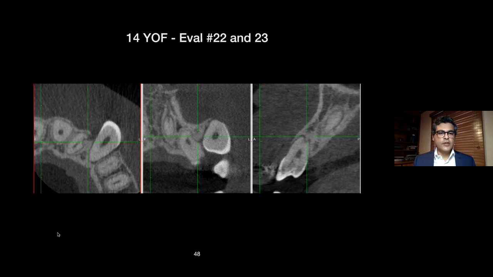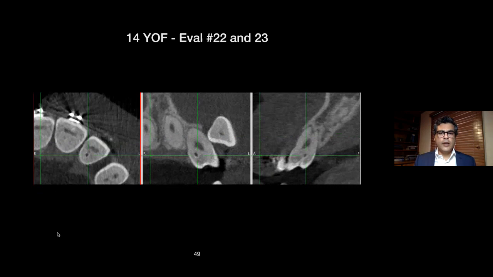So same patient, another finding with cone beam CT is that we found there is a dense invagination in this tooth, as you can see. These teeth, as we know, have a poor prognosis and generally develop periapical pathosis.